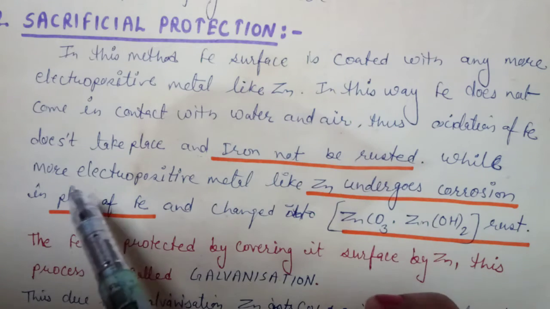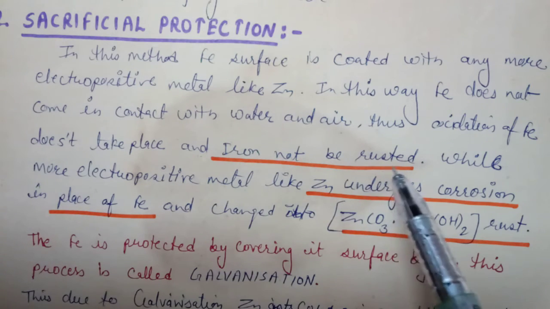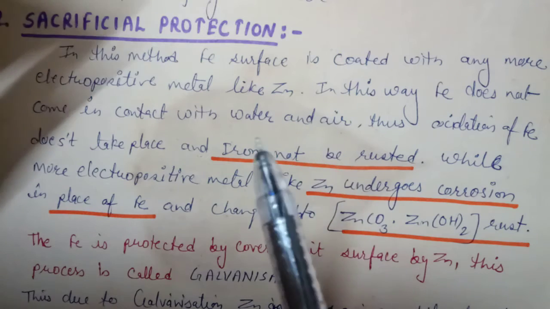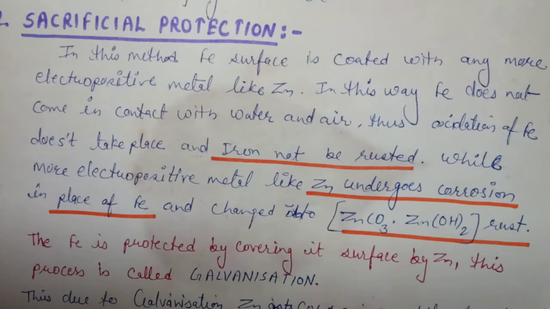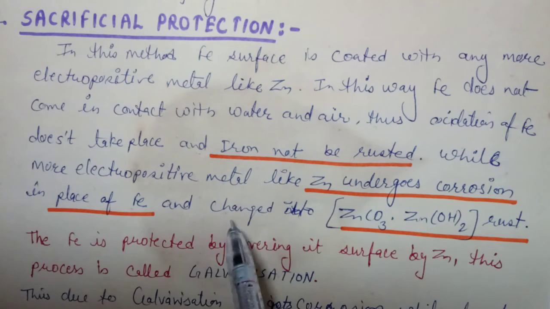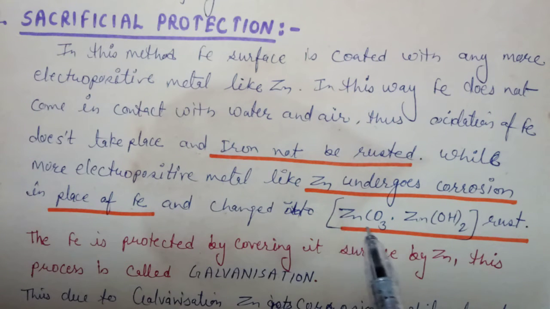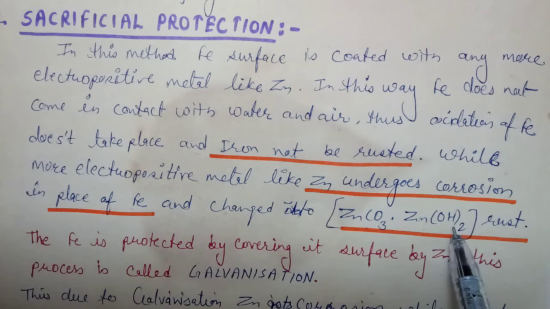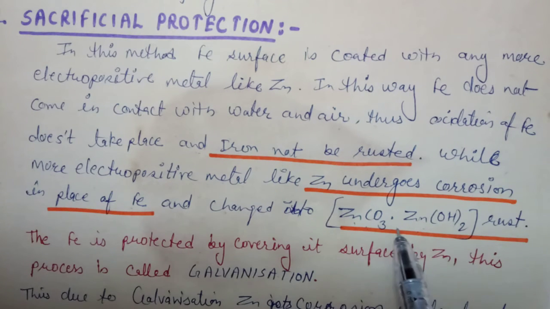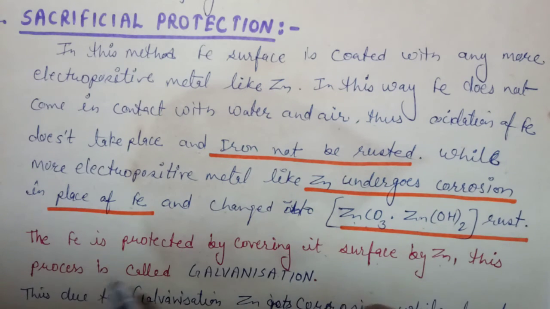But the more active metal like Zn undergoes corrosion. Why? Because the Zn comes in contact with atmospheric oxygen or water moisture. So in the place of Fe, Zn undergoes corrosion and changes into its rust, meaning ZnCO3·Zn(OH)2, zinc carbonate and zinc hydroxide. The Fe is protected by covering its surface with Zn. This process is called galvanization.